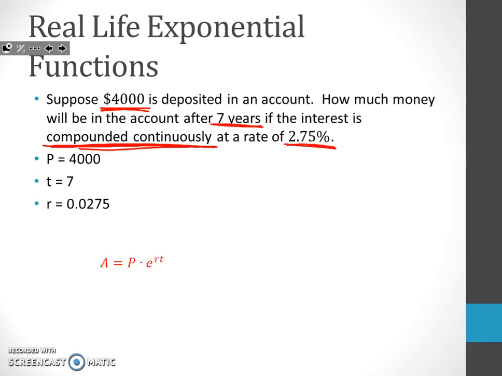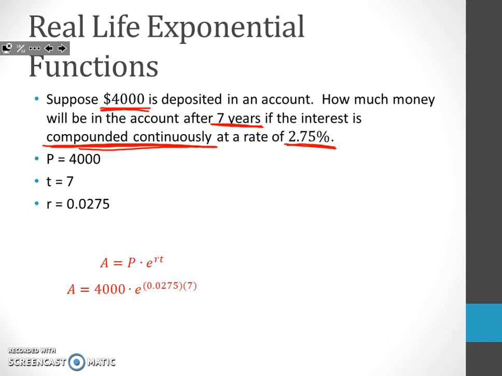But the formula that I use is going to have to be A equals P times e to the rt power. Okay? I know I use that formula because it's compounded continuously. So I'm going to plug in my information: 4,000 for my P. I'm going to take 0.0275 times 7. That is up in the exponent.